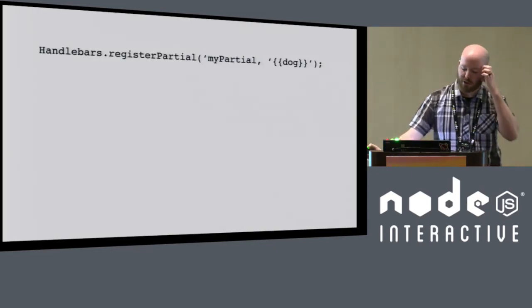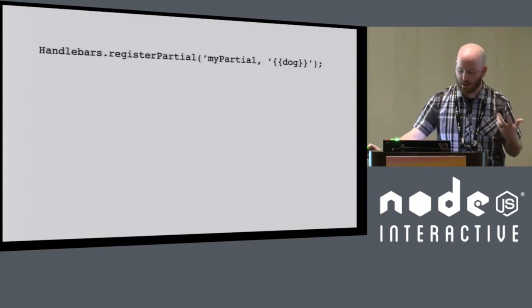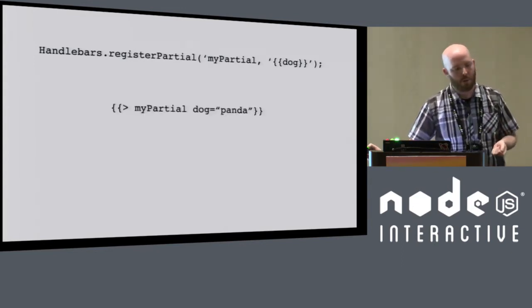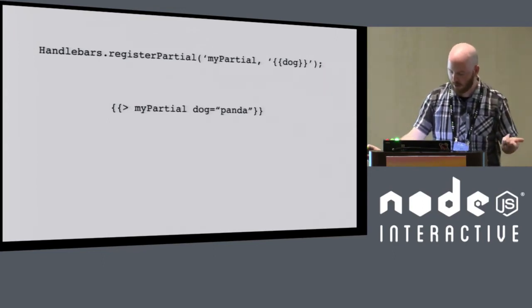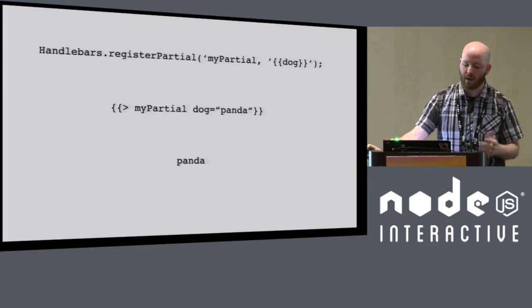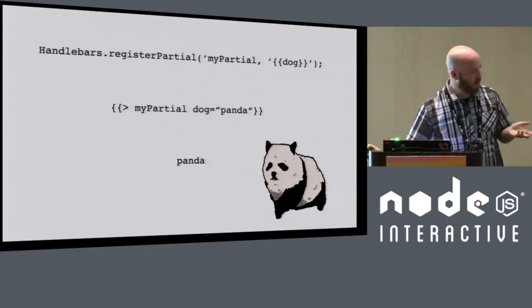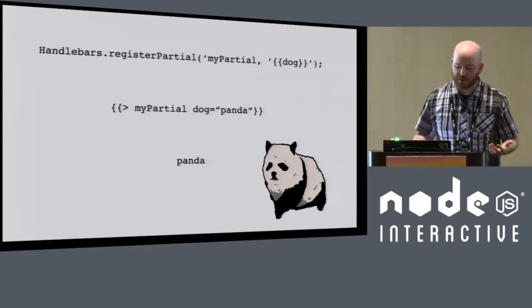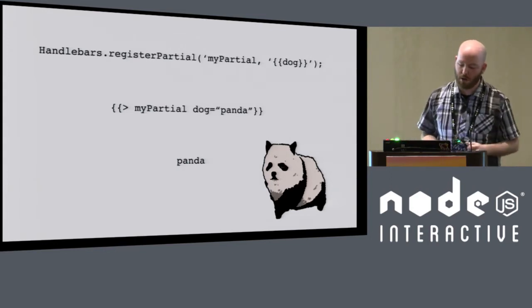So you can set variables to whatever you want. Here's an example. I'm registering a partial called my partial. It's going to output the value of the dog variable. And when I call my partial, I can assign a value to that dog variable. I can assign panda, and then it will actually output panda, which is super nice, because there's our panda dog, because we can reuse these partials and make them more extendable, more modular.